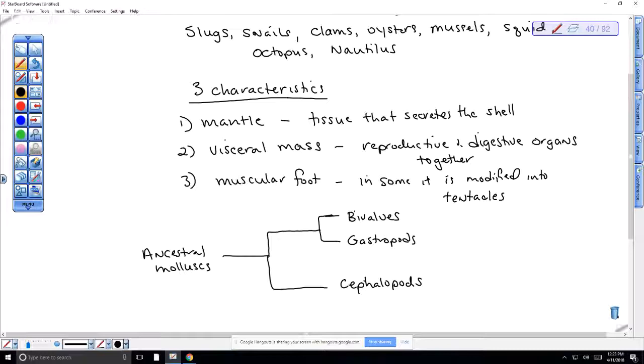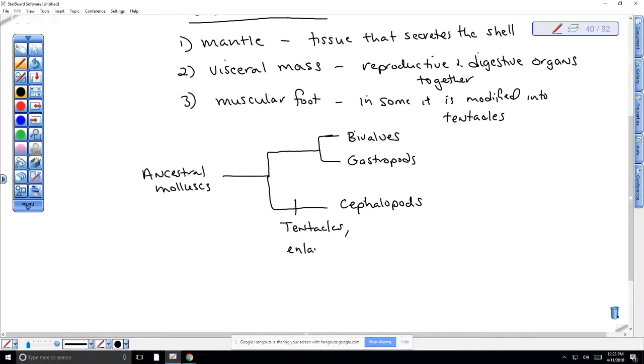And then the cephalopods. Cephalo means what? What does cephalization mean? Head. So the cephalopods, this is head-footed. And so if I was to look at a derived characteristic in these, we would say that these are the tentacles. But they also have an enlarged brain and a complex set of sensory structures. So we'll put the complex eye. Their eye is just as complex as ours and able to see images just as well.